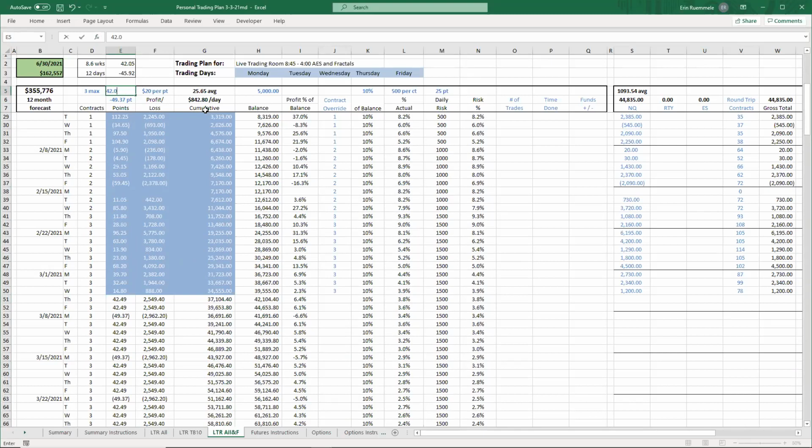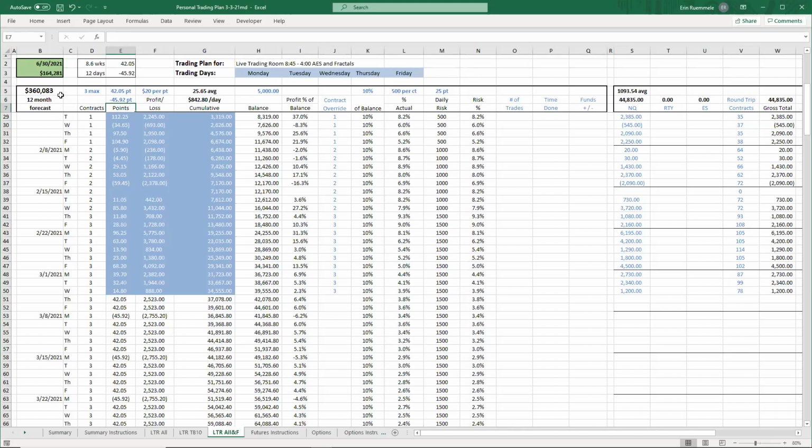So positive day is 42.05, negative day is 45.92, against, again, these are weighted. We've had about 12 losing days in the past 8, almost 9 weeks here. Still, you can see very strong 12-month forecast. Again, trading 845 to 4, all AES signals and fractals, starting with a $5,000 balance, projects out to about $360,000.